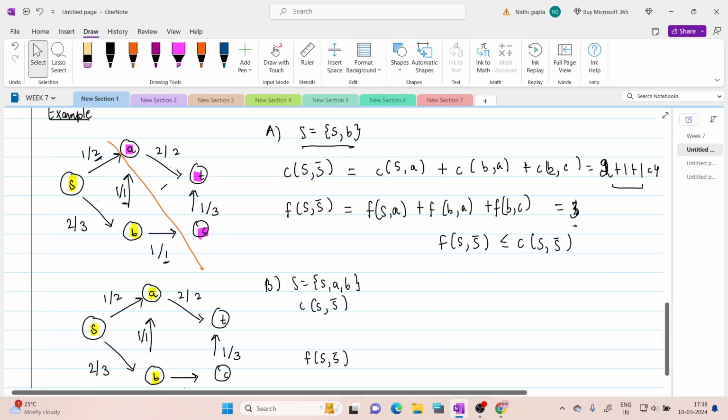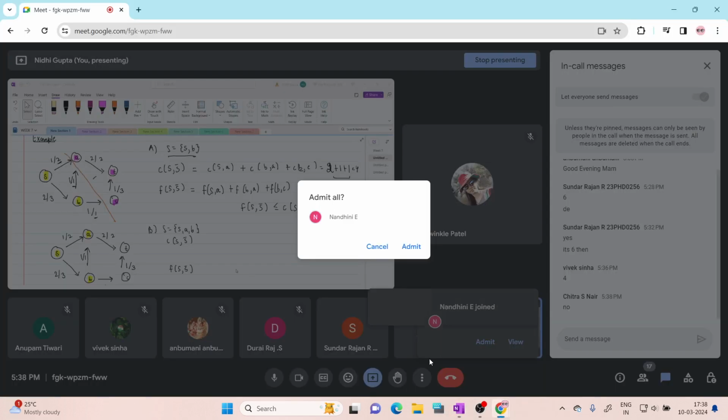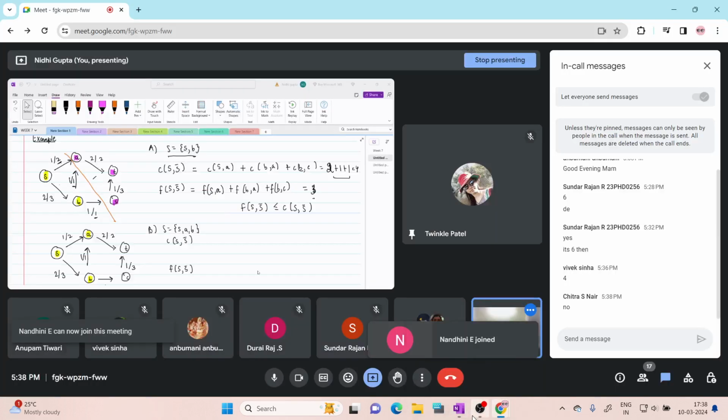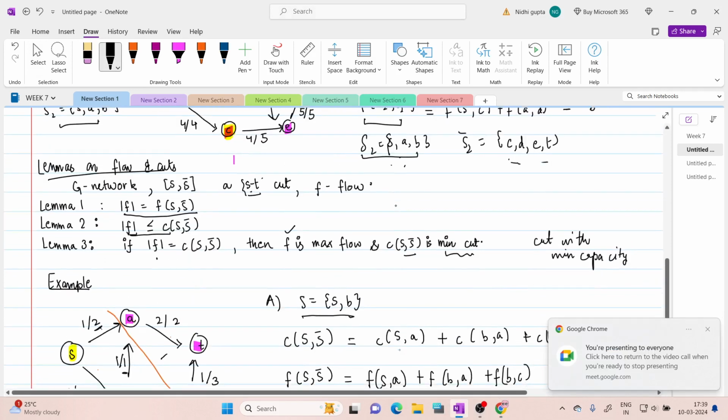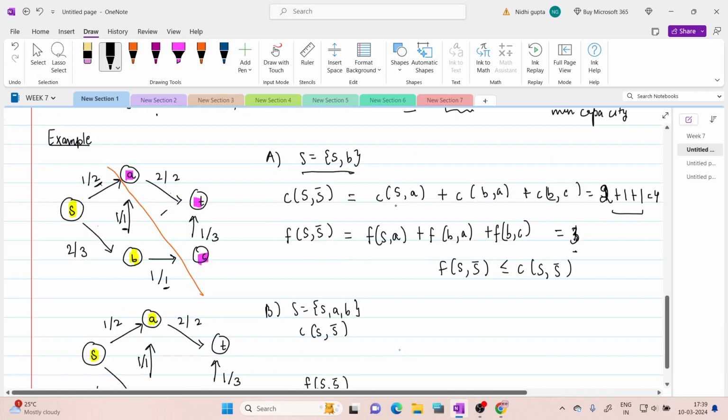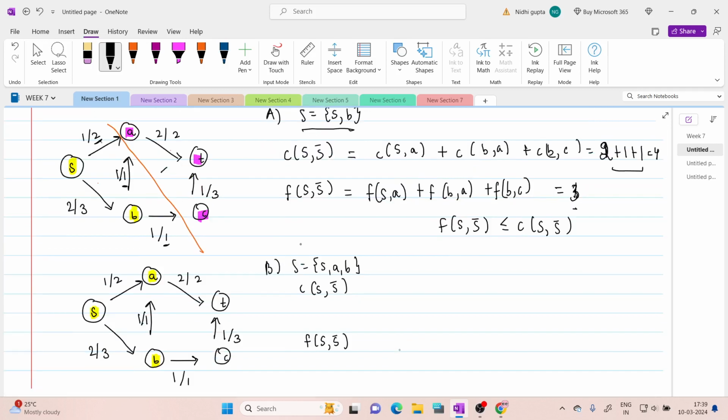So is the first example clear to everyone? Yes, ma'am. Now what about the second part? Yes. So we see that the second lemma is satisfied, that flow is less than or equal to capacity. The first lemma was that flow should be equal to the net flow. Is the first lemma also satisfied? Net flow of the cut is coming out to be 3, and the value of flow is also 3. So the first lemma is satisfied, and the second lemma is also satisfied.